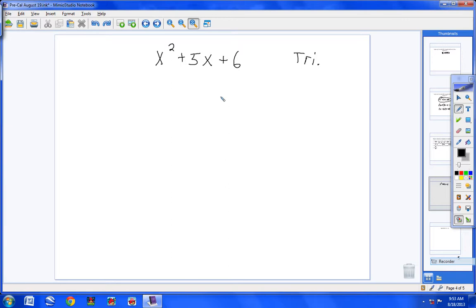I have a lead coefficient of 1. How do you know that, Mr. Earhart? Well, look right here at the first term. What's in front of this term? A 1. So I have a lead coefficient of 1.